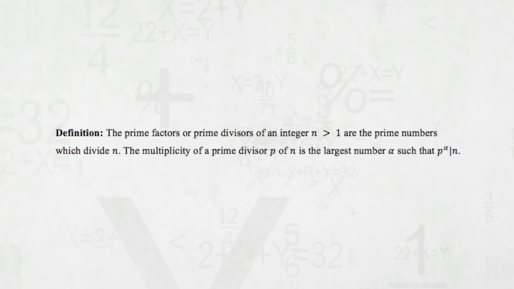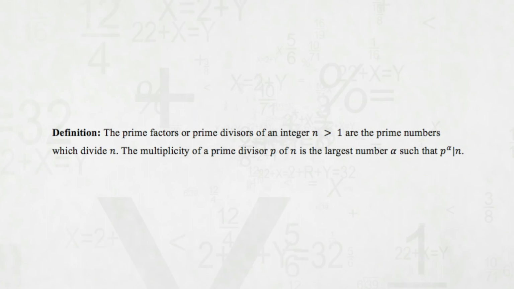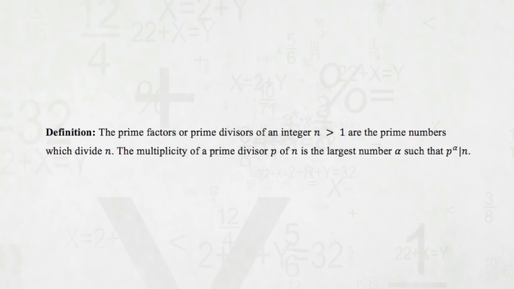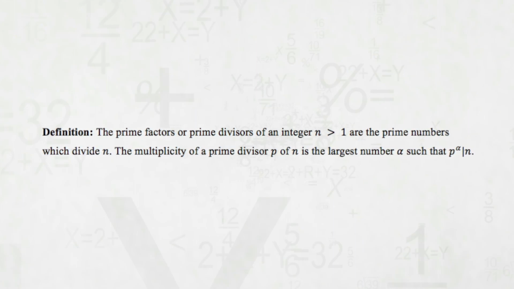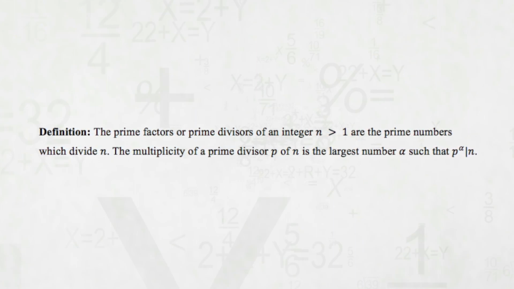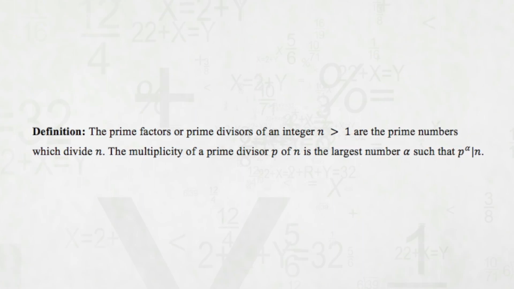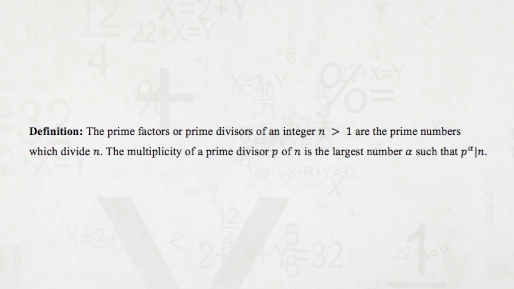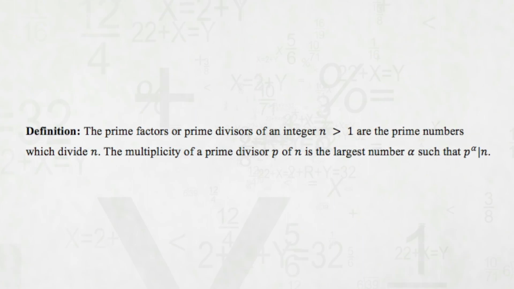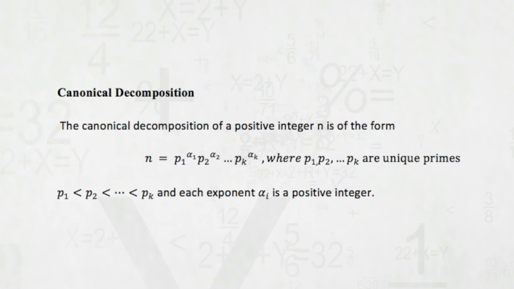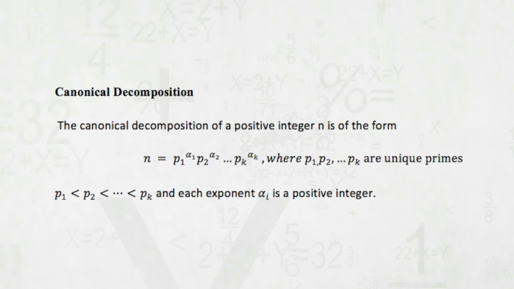Next, we shall see a definition. The prime factors or prime divisors of an integer n greater than 1 are the prime numbers which divide n. The multiplicity of a prime divisor p of n is the largest number alpha such that p power alpha divides n. And then we shall see about canonical decomposition.